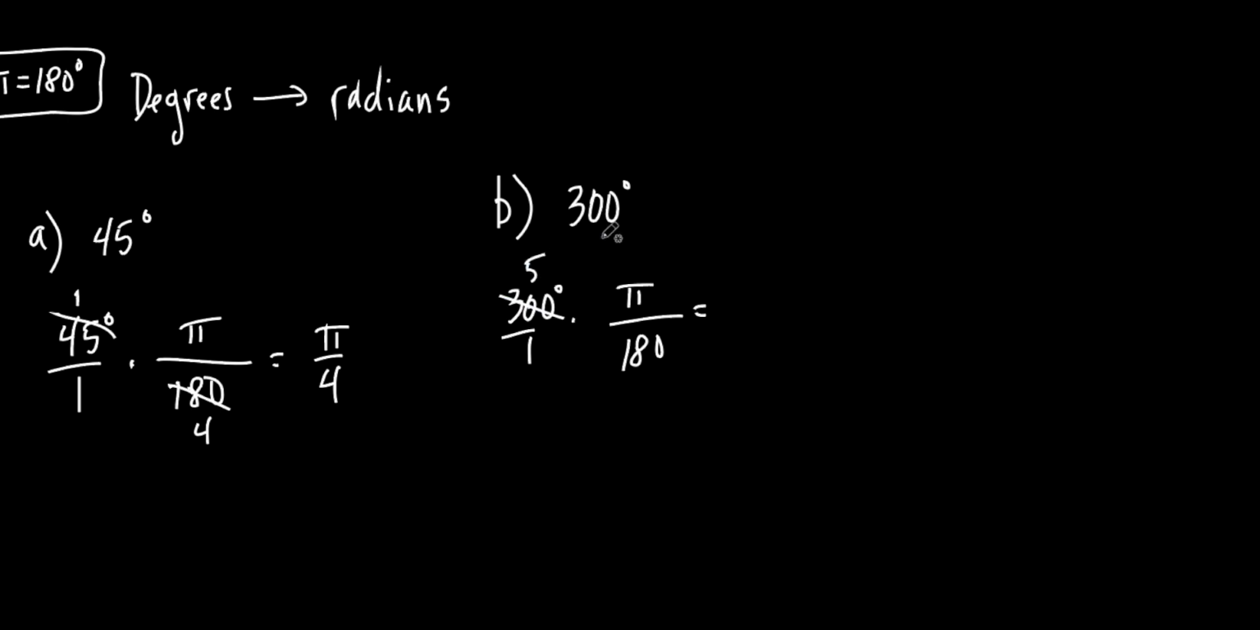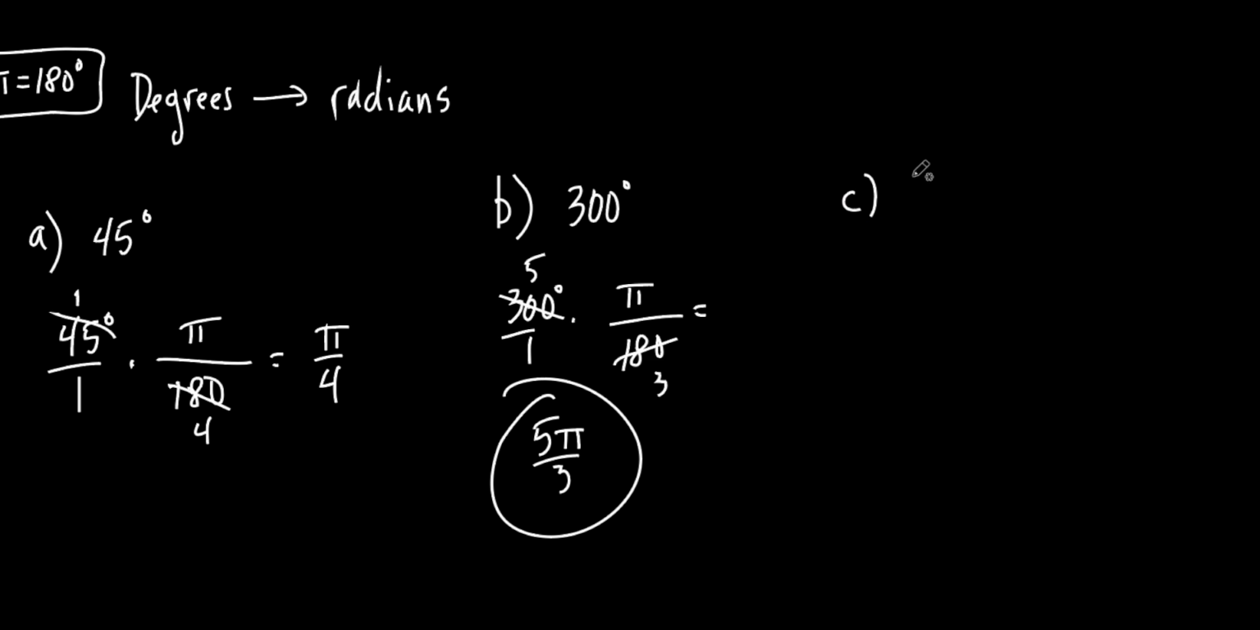You can do the math yourself. That goes 3. So what do we get? 5 pi over 3. So 300 degrees is the same thing as 5 pi over 3. Let's do a weird one.